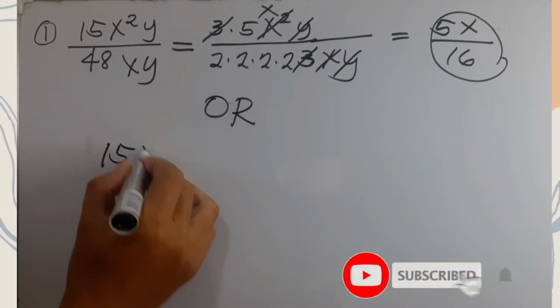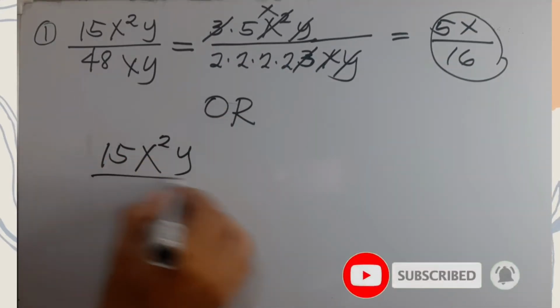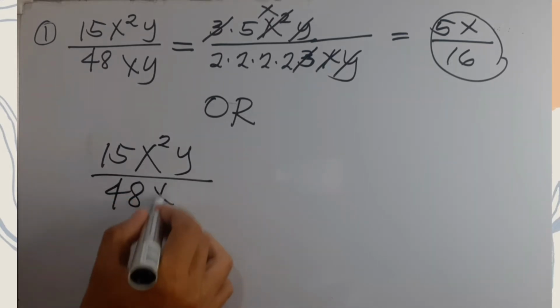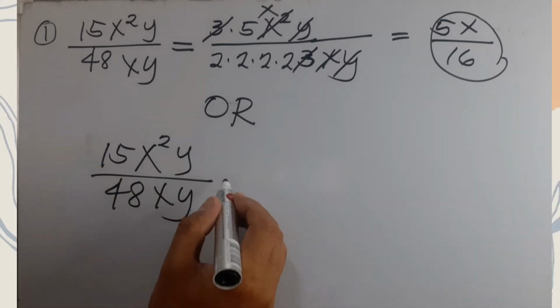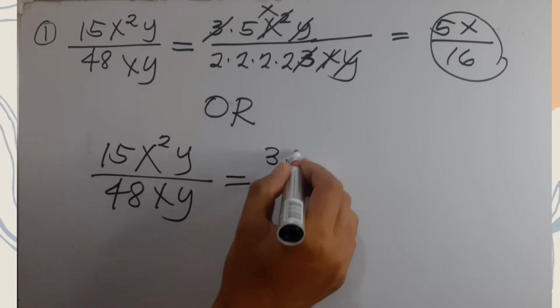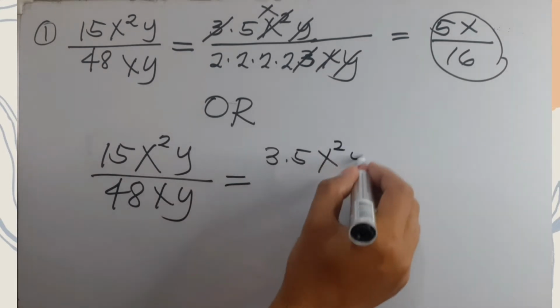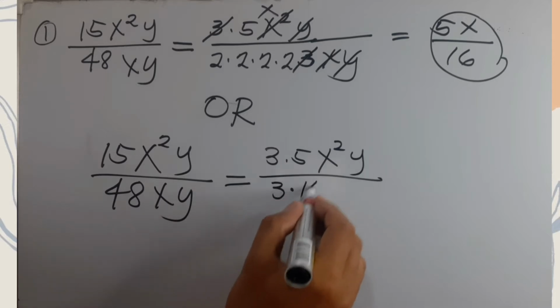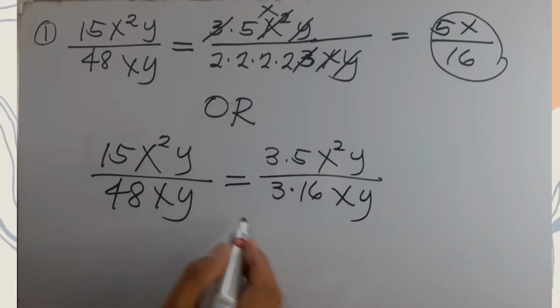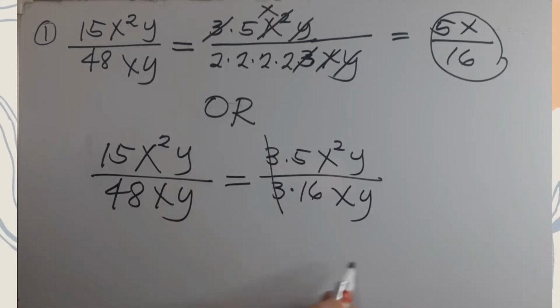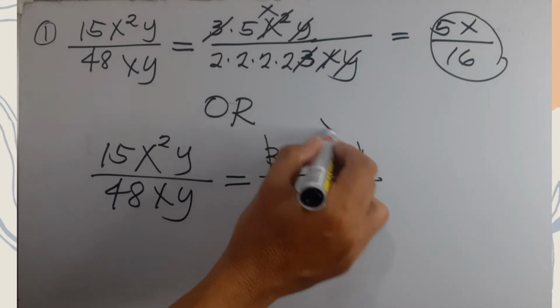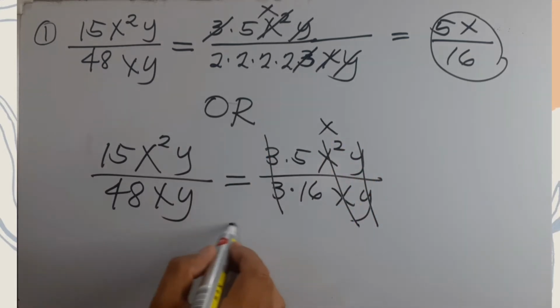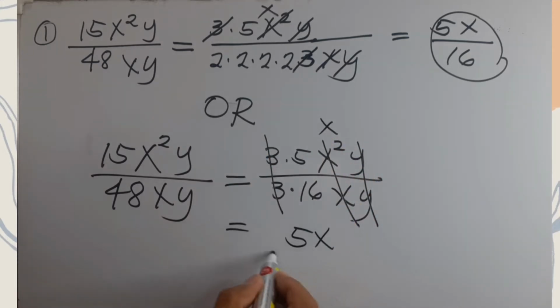Or we can also simplify 15x squared y over 48xy in this way. We know that 15 is 3 times 5x squared y. We know that 48 is 3 times 16xy. 3 is the so-called greatest common factor. So 3 is cancelled, y is cancelled, x squared, there is 1 x there. 5 times x is 5x over 16.